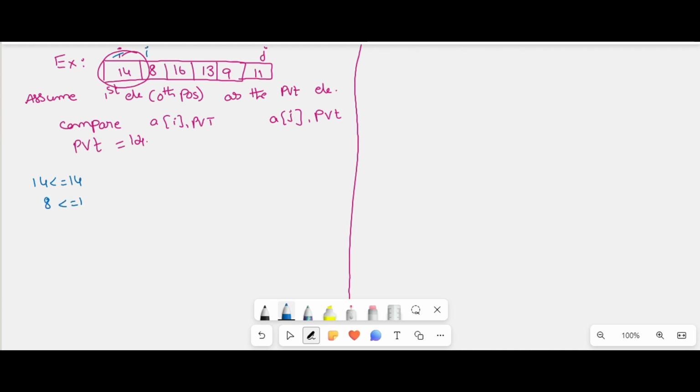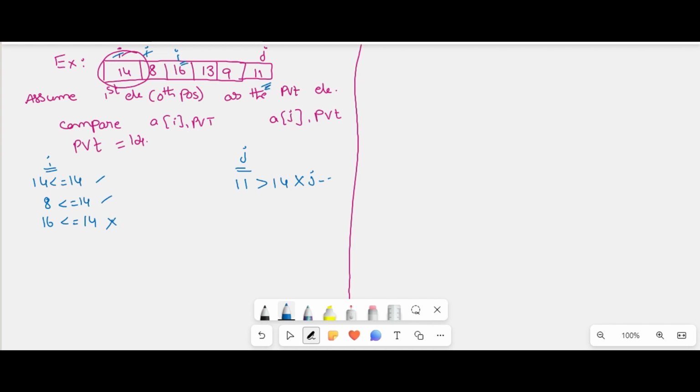Again, 8 is less than or equal to 14, so i will be incremented. Is 16 less than or equal to 14? Here the condition is not satisfied, so i won't be incremented. This is for i. Now coming to j. For j, A of j should be greater than the pivot element, then j will be decremented. But here the condition fails, so j will not decrement. j is present here.